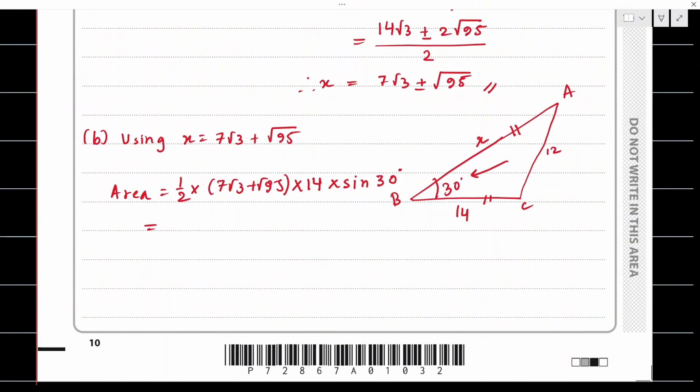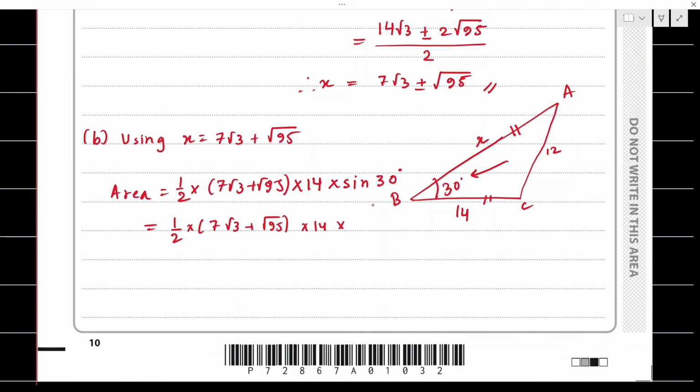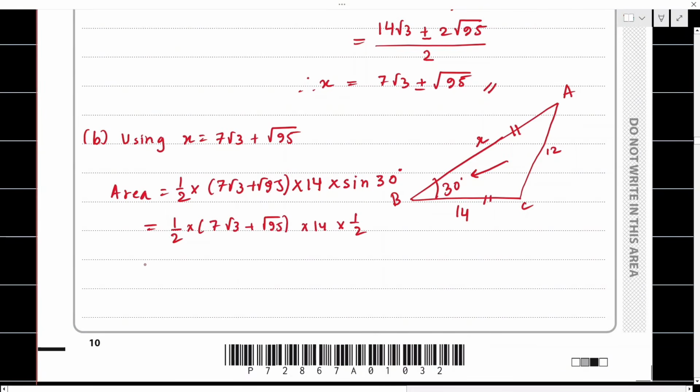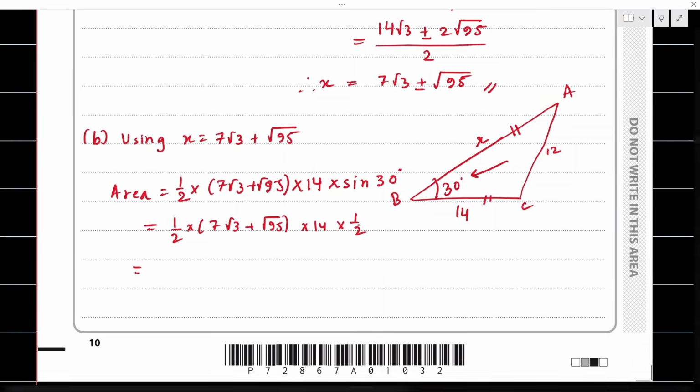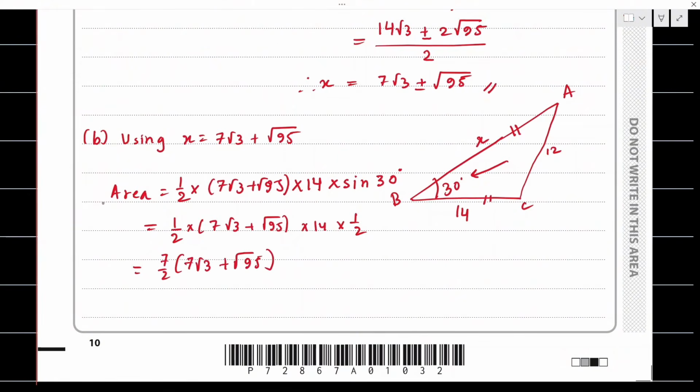And this will give us half into 7 root 3 plus root 95 into 14 into half. Sine 30 is equal to half. Ultimately, this will give us 7 by 2, 7 root 3 plus root 95. This is our area 1.